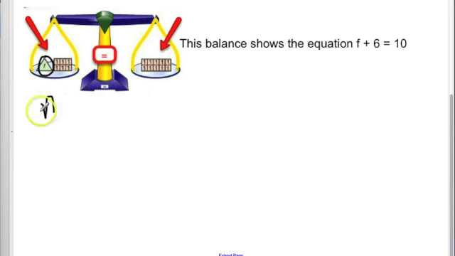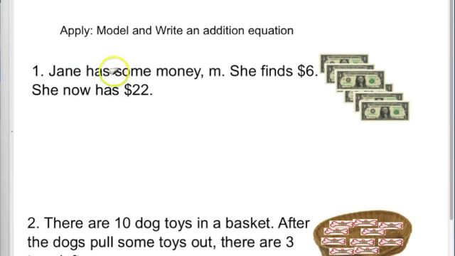Now, if I am looking for f, I can solve for f. But we're not solving for this equation. If I wanted to, however, I could solve for f, but for right now, we're not going to solve for f. We're going to leave f as it is, as a variable. But this just shows how we can make both sides of the equal sign equivalent. f plus 6 equals 10. Let's look at our next example.